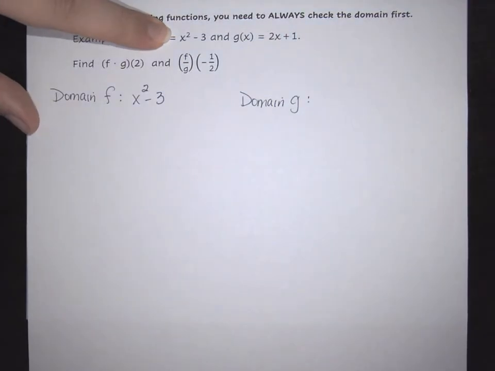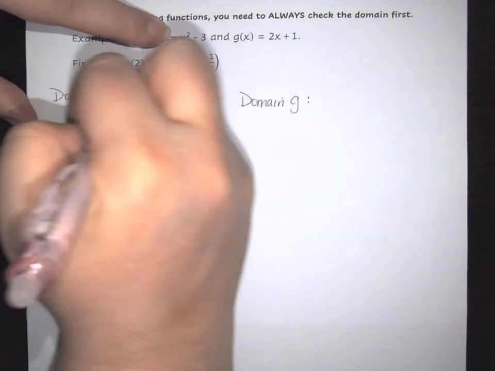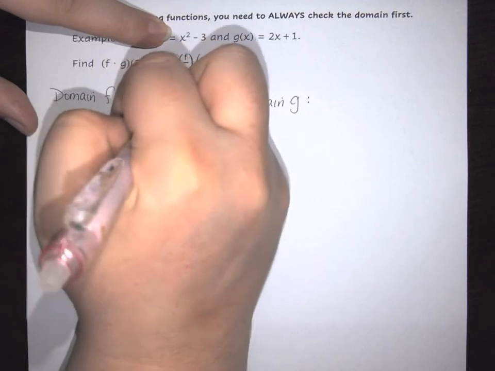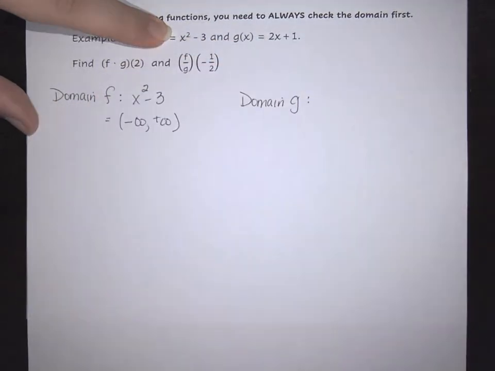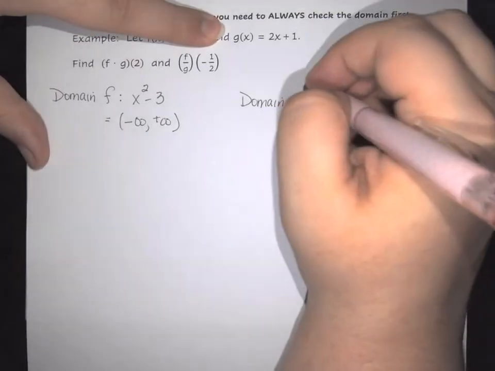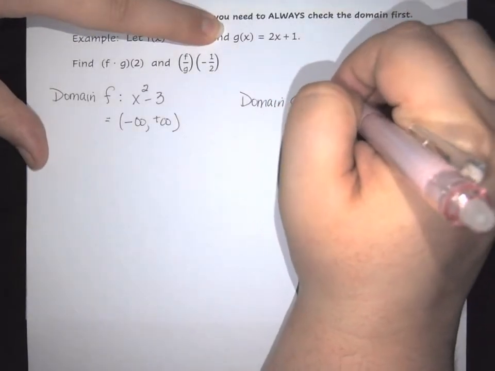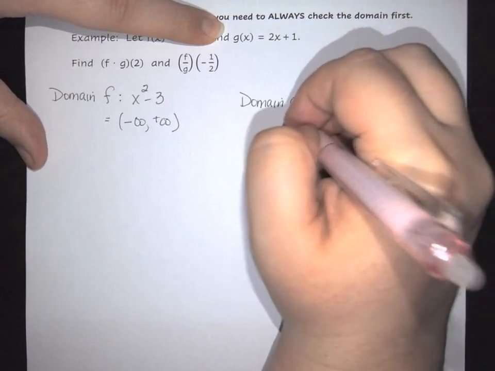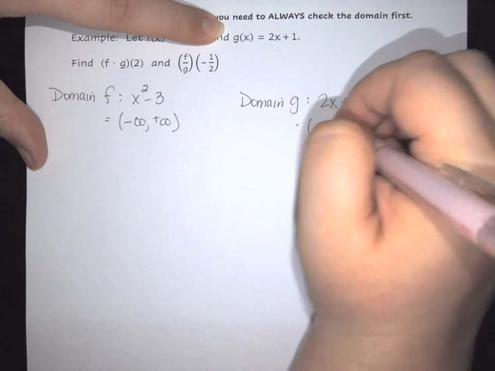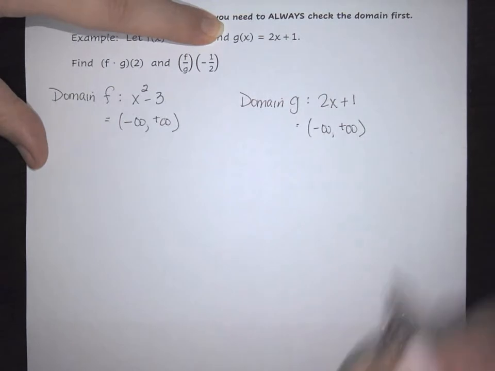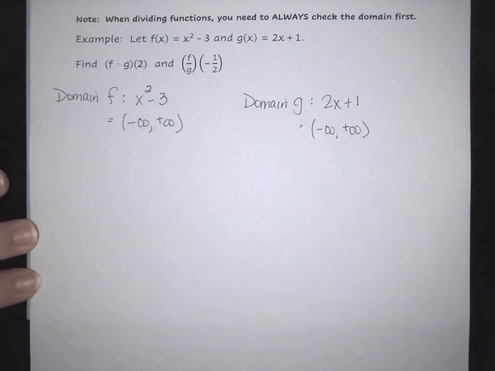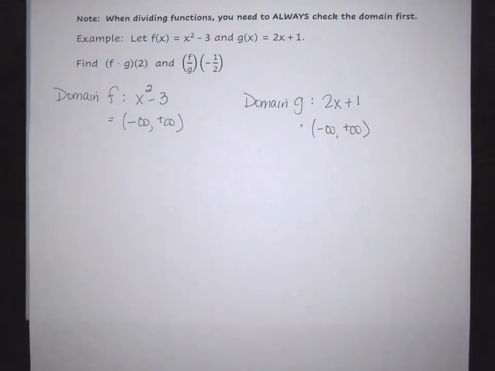Okay? So if we look at f, we have x squared minus 3. Because this is a square, my domain is going to go from negative infinity to positive infinity, which essentially is all real numbers. Okay? Now we want to look at g. My g was 2x plus 1, which again is going to give you the domain from negative infinity to positive infinity.